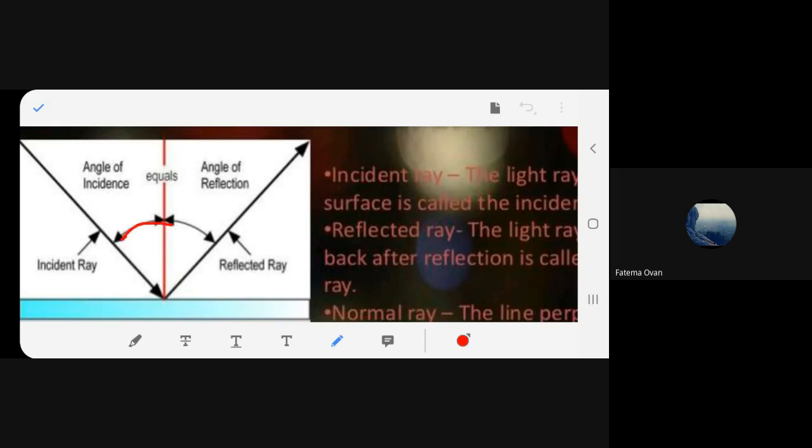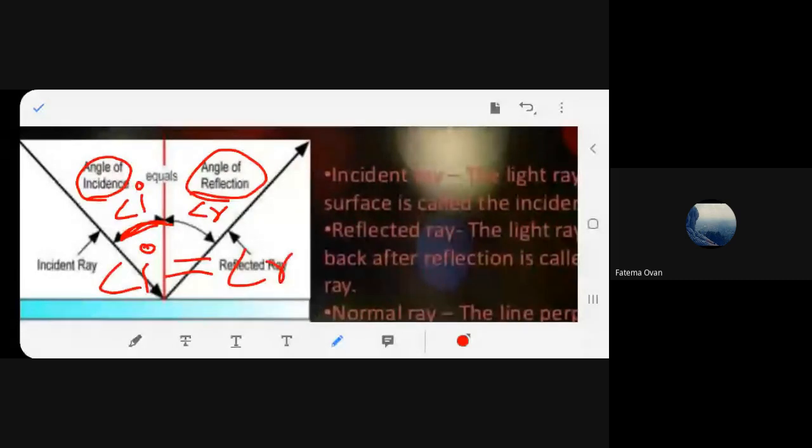This one is called the angle of incidence. Can you see this over here? This is called the angle of reflection. Angle I is equal to angle R. Is it clear?